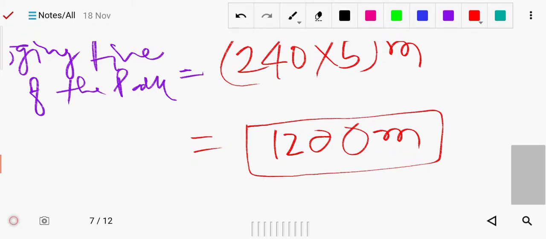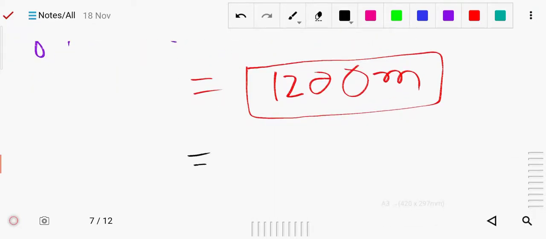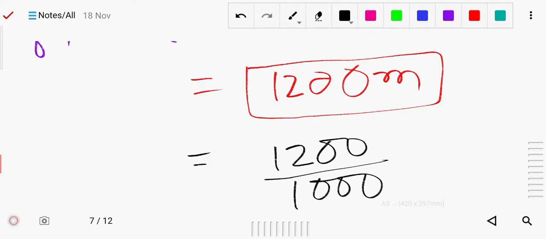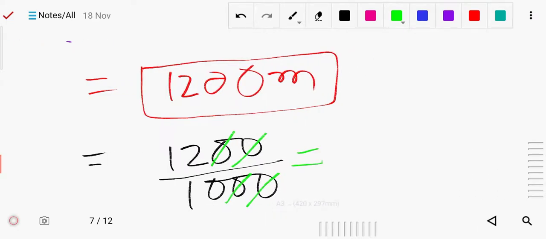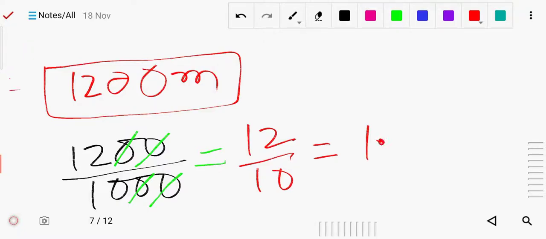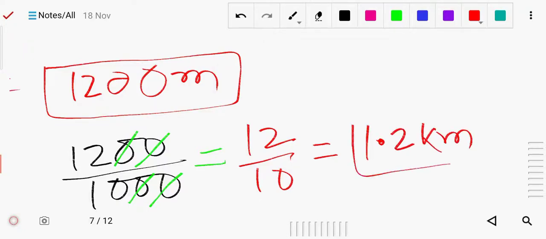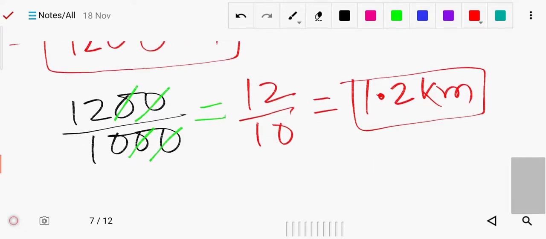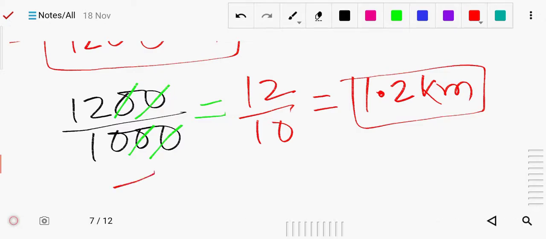We have to find this in kilometers. This is in meters, so you have to convert to kilometers. In 1 kilometer there are 1000 meters, so divide by 1000. So this 2 will cancel, and now it is 12 by 10, which means 1.2 kilometer is the answer. Okay, so here also you can do it like this, the same thing also. If you do not divide here, what can you write?